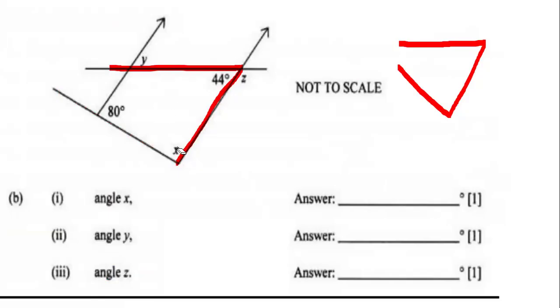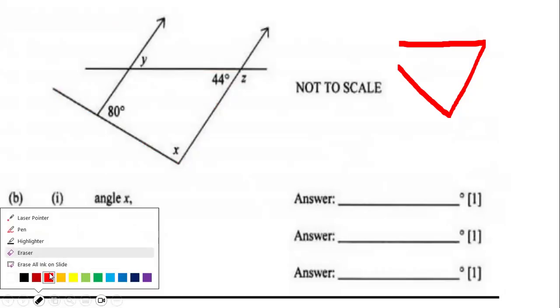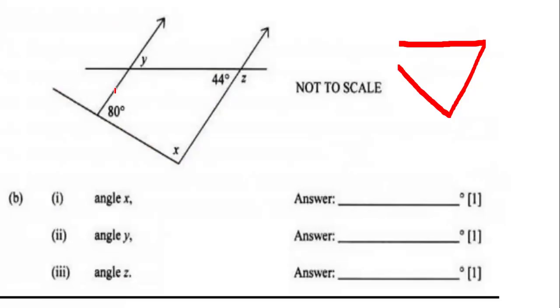So we can't do x and 44. But we have parallel lines though. We have parallel lines somewhere on this diagram. So let's make a note of where we have our parallel lines. First off, this is parallel to this. They are parallel, right? So we have parallel lines.